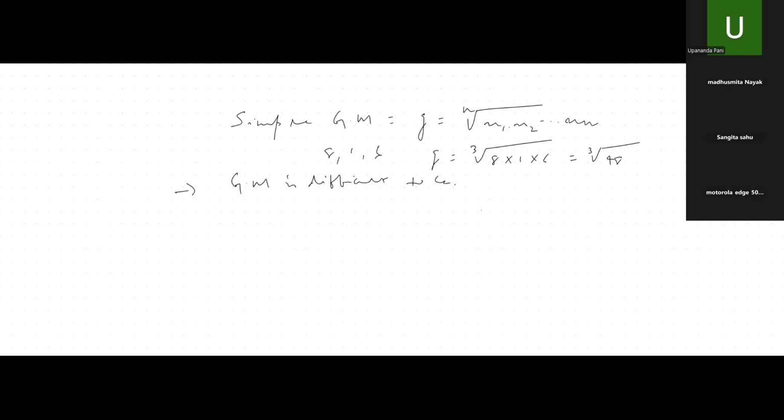GM is difficult to calculate than AM, arithmetic mean.